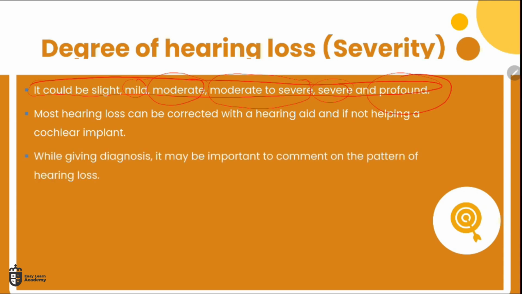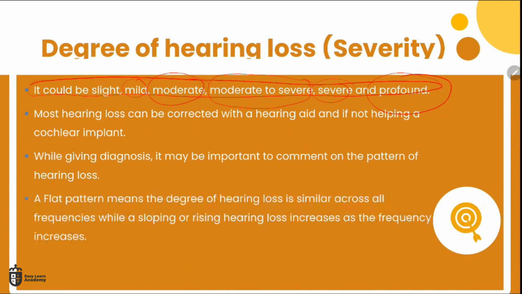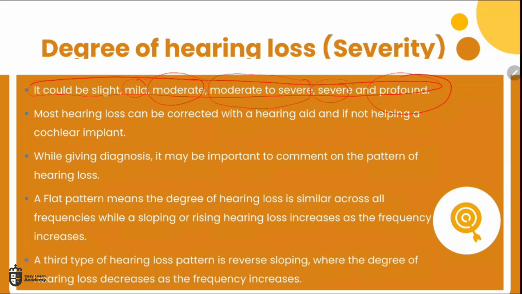So these are some points that we feel you should know. They are not exam points, but if you know them, you are complete. You know everything. So there are different patterns of hearing loss, and the patterns will depend on how it flows. So the pattern of hearing loss that you may see in your exam could be a flat pattern hearing loss. There could be a sloping pattern hearing loss, and there could be a reverse sloping pattern hearing loss. So what do these things mean?